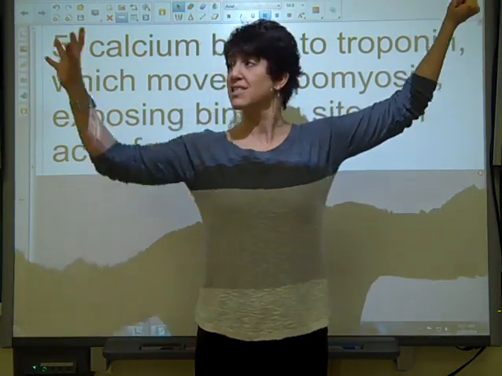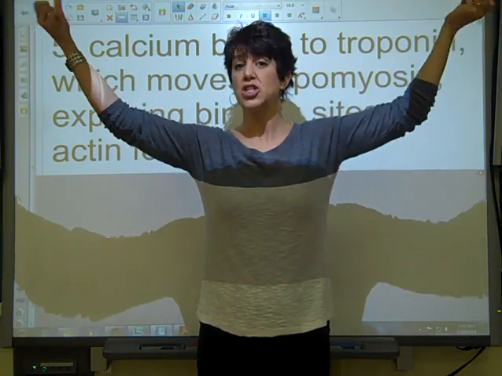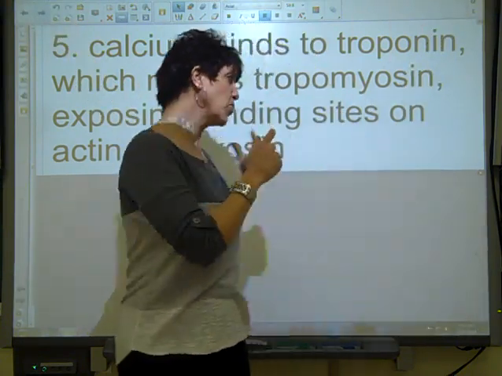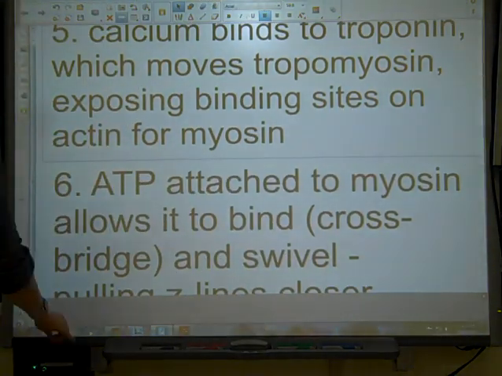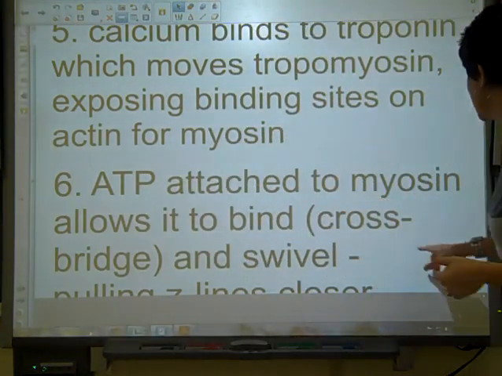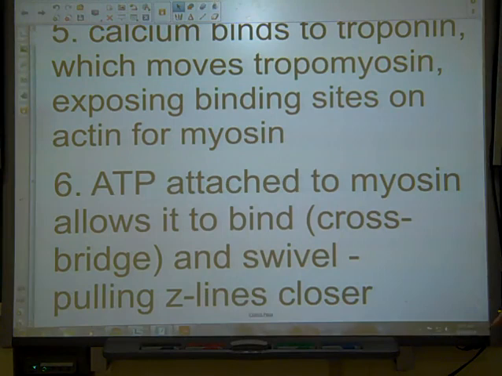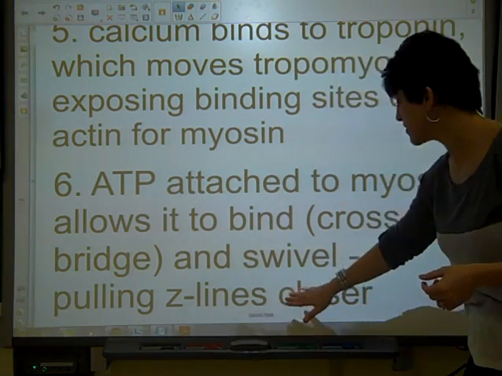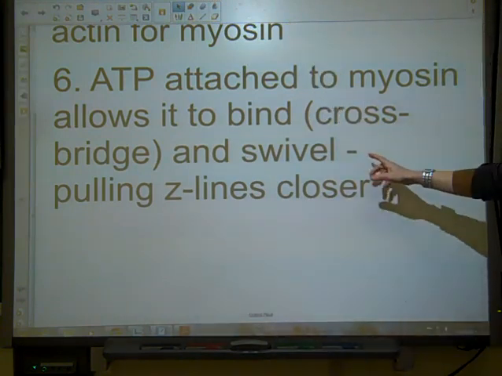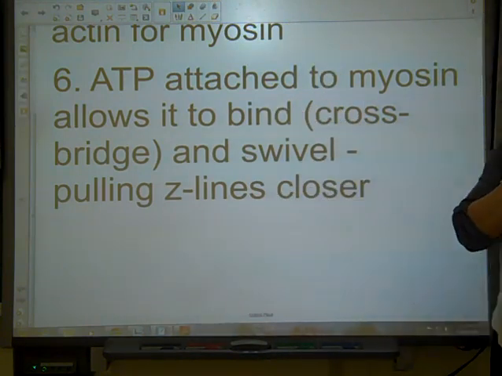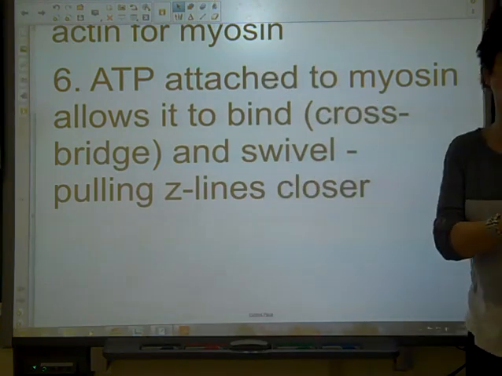Now the myosin heads can grab on, and when they grab, they actually swivel and pull. And when they swivel and pull, they will shorten the distance between the Z lines. So ATP attached to the myosin allows it to bind. And when it binds, it forms these cross bridges. Cross bridges are when I had my hands and I made that connection. They swivel and they pull the Z lines closer. You need ATP because you are doing an action right there.